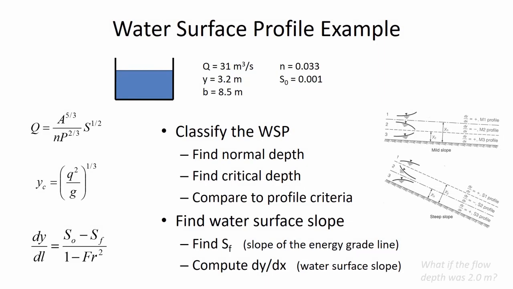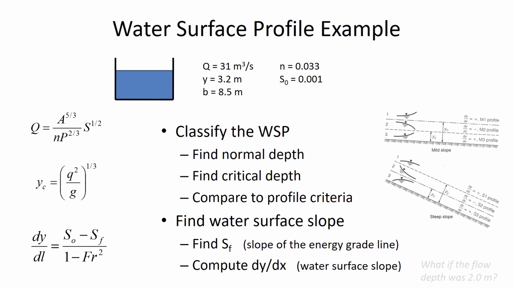What we've got is a rectangular channel that we're sending 31 cubic meters per second through, and the flow depth at a certain spot is 3.2 meters. Now, at first glance, it looks like maybe the problem is overspecified here, meaning that we could solve Manning's equation and find a depth, and it's not going to equal this flow depth. But remember, Manning's equation is all about uniform flow, and what's happening here is non-uniform flow.